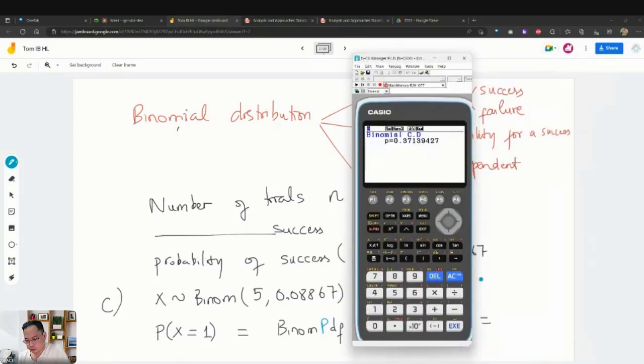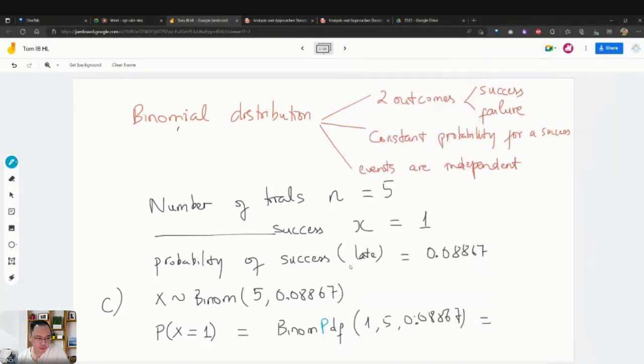The answer is 0.3714, about 37%. The total probability that she is late 1 day or 2 days or 3 days or 4 days or 5 days.